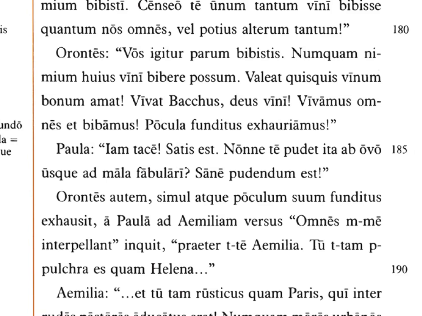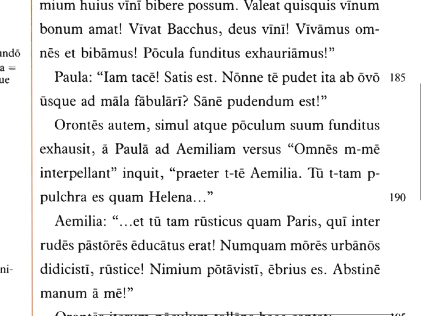Let us all drain our cups to the bottom. Funditus is a nice adverb meaning all the way to the bottom. Fundus. And then Pallas says, Jam take. Now shut up. Satis est. It's enough of that. None te pudet, ita ab ovo usque ad mala fabulare. Doesn't it shame you to tell stories such from the egg all the way to the apples?